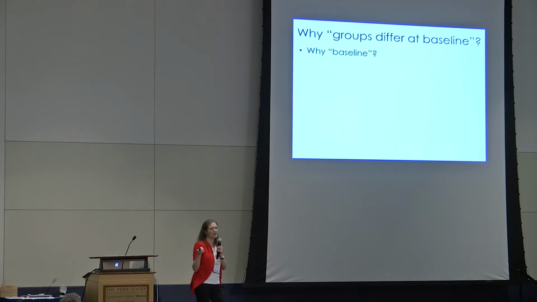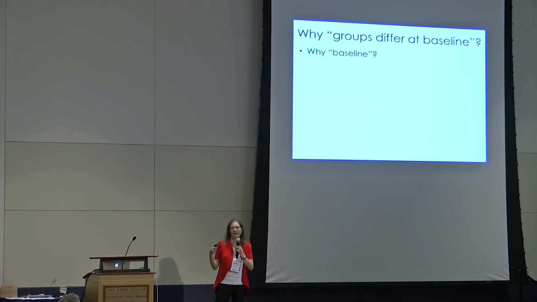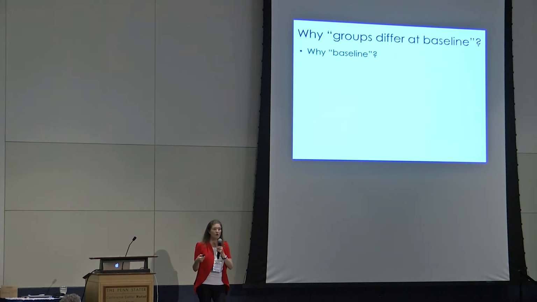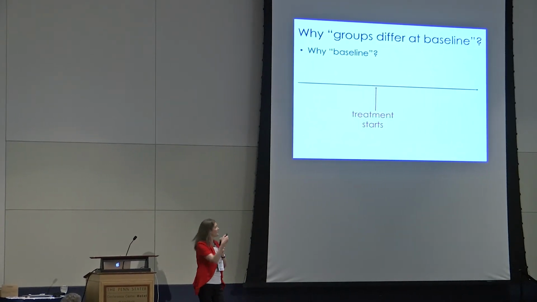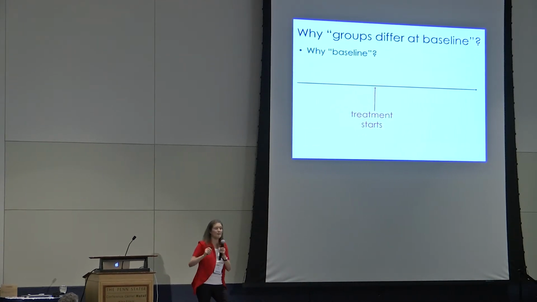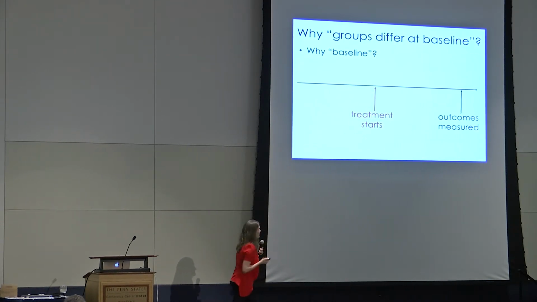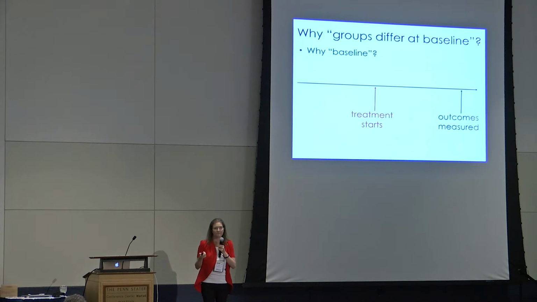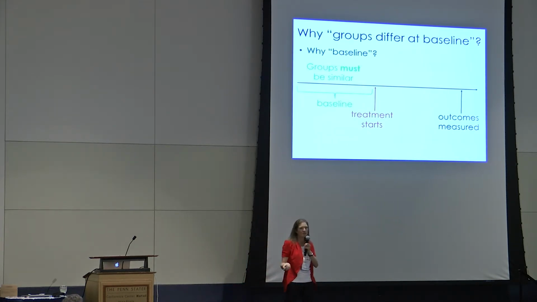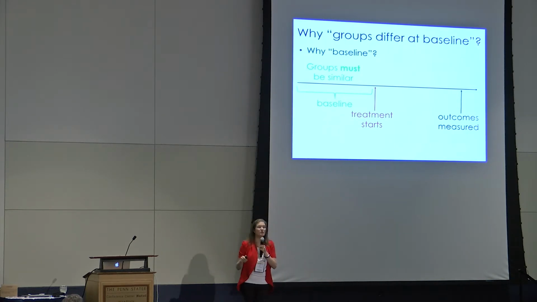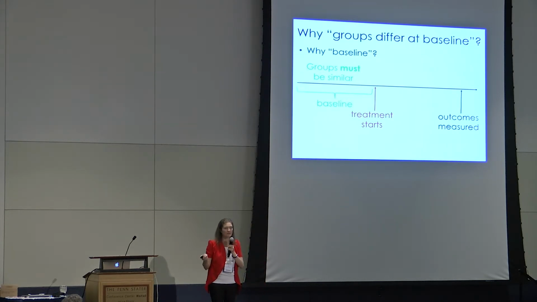First of all, let me approach why baseline, and this very much comes from my background in causal inference. But for causal evidence, you really need this temporal relationship. There has to be a time when the treatment starts, and some point after that in time, a time when the outcomes are measured. Everything that's measured pre-treatment is what I'm referring to as baseline. And in terms of these variables, groups really do have to be similar if you want to make causal conclusions.